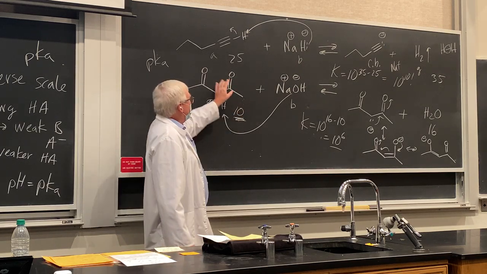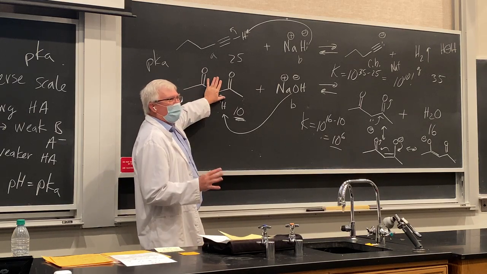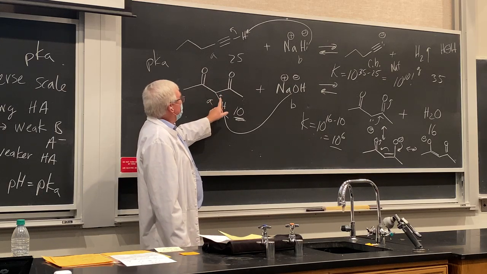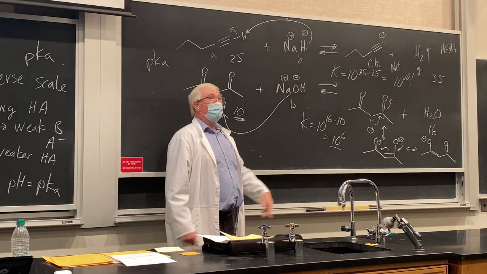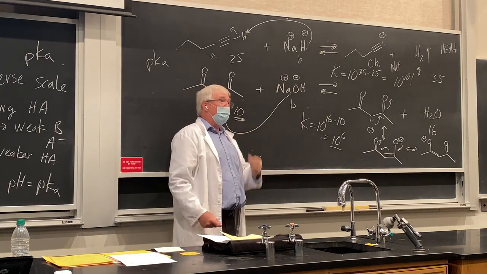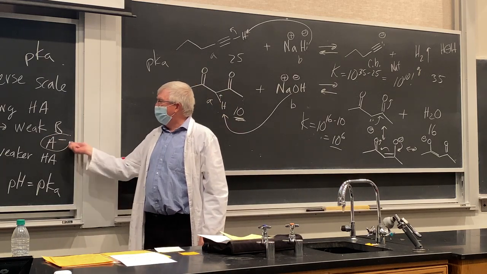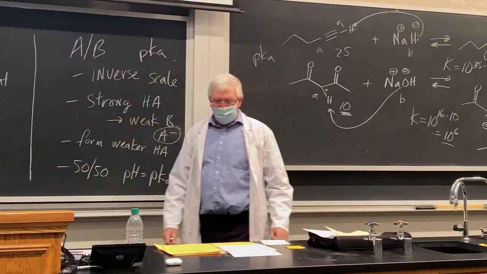In fact, the pKa of a methyl ketone like that without any other resonance is about 20. It's a lot less acidic. But if it's right in the middle of two carbonyls, it turns out by resonance, the conjugate base is much more stabilized. That's always the key. How stable is this conjugate base? What are the factors that affect that?